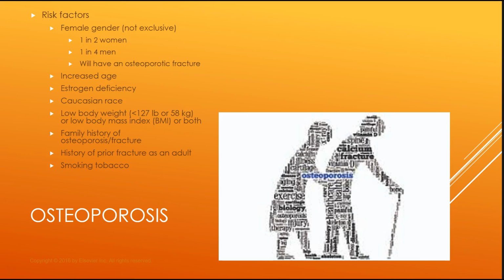Okay, increased age, estrogen deficiency, Caucasian race, low body weight, so a low body mass index. Family history of osteoporosis or fracture, so there's a hereditary component. A history of a prior fracture as an adult, mainly probably because your bone does not heal as well as original bone when it's fractured. And smoking, tobacco.